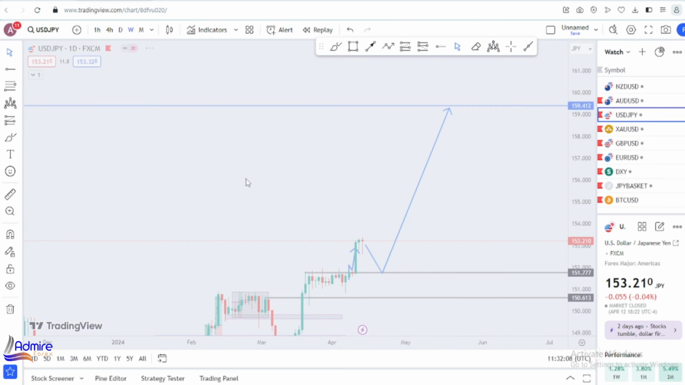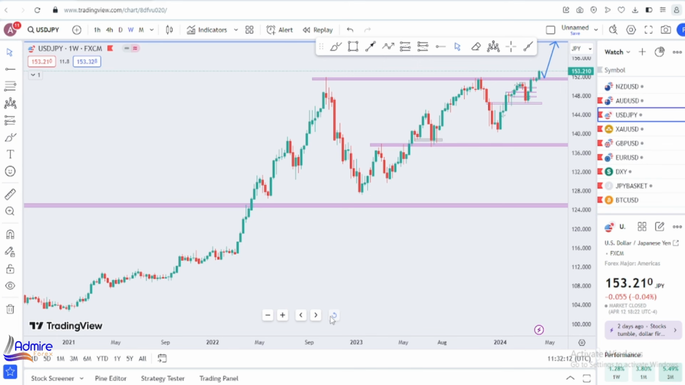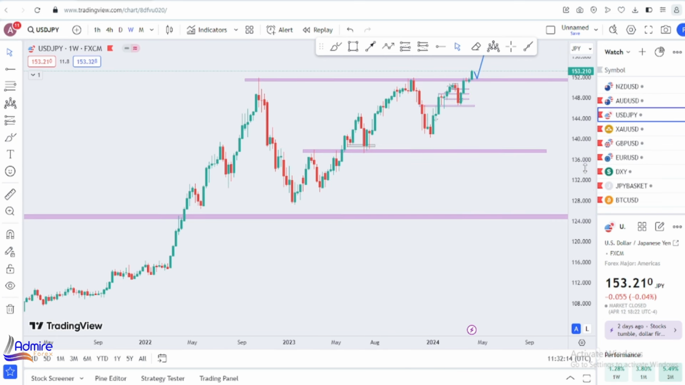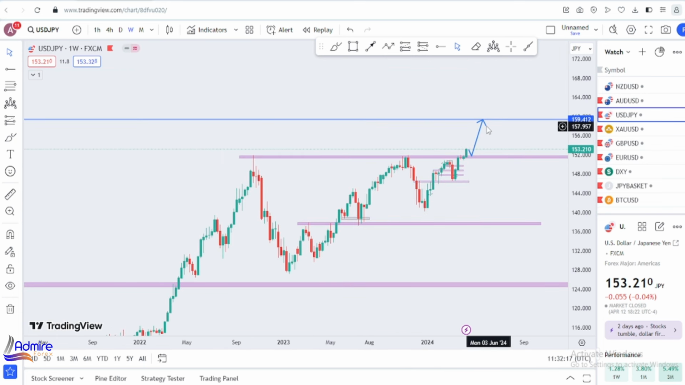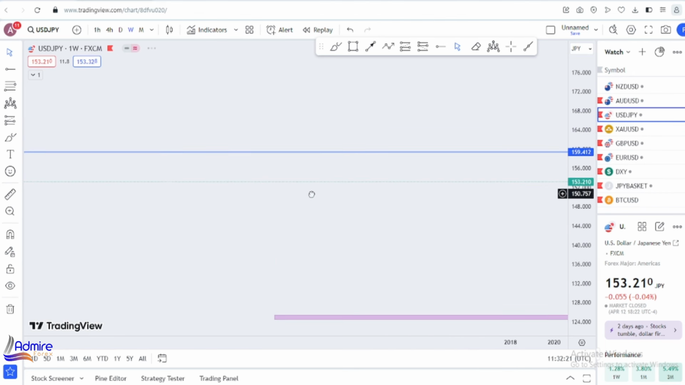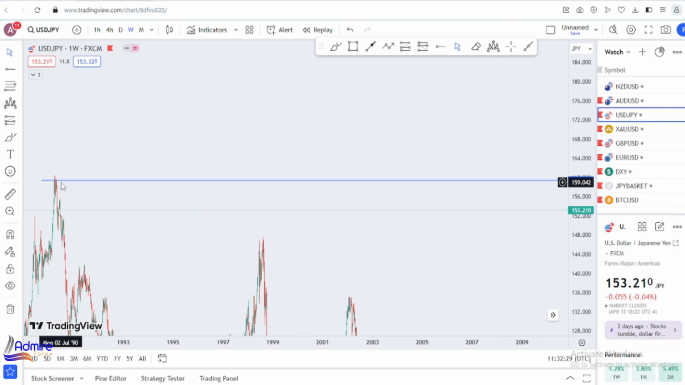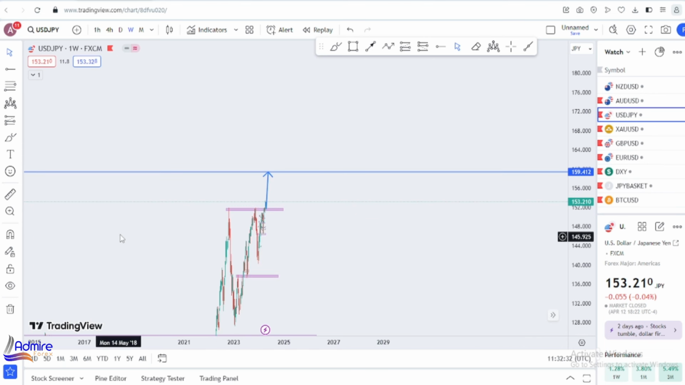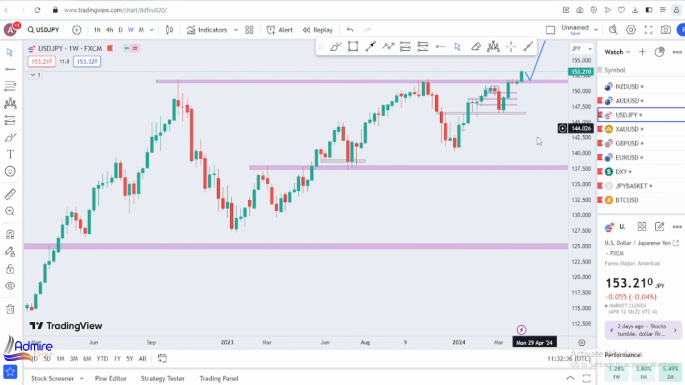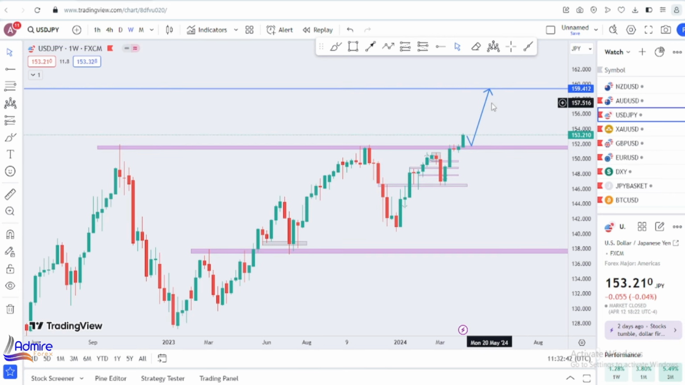Okay, let's go to our weekly time frame so you guys can see this clearly. On our weekly time frame, we can see that price has a next zone looking left. We still have some resistance area looking left here, which price should go to on USD JPY. Our bias for USD JPY is a sell to buy scenario, and our next target is the 159 area.